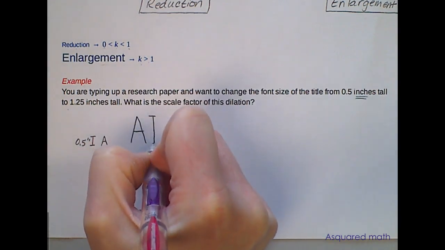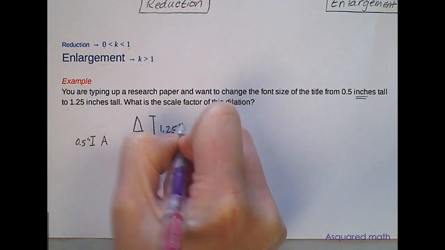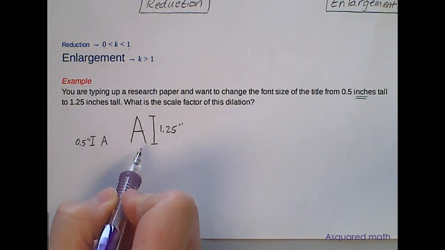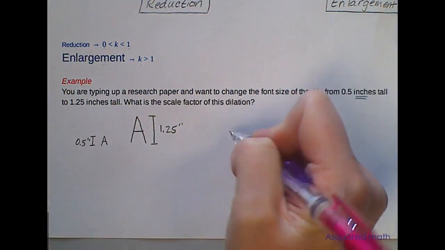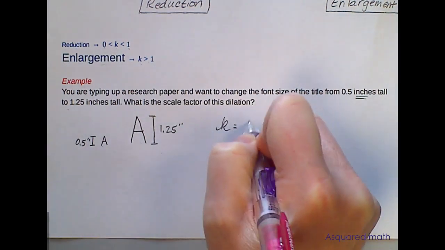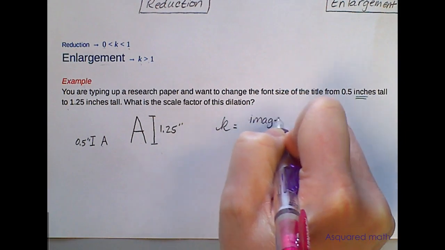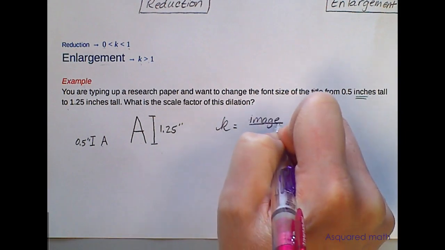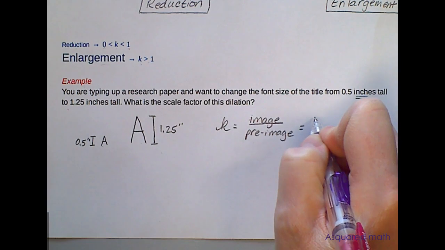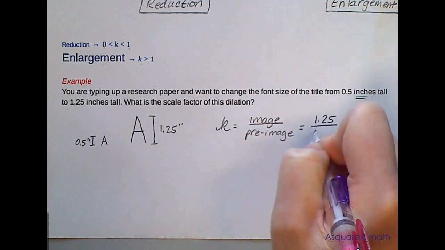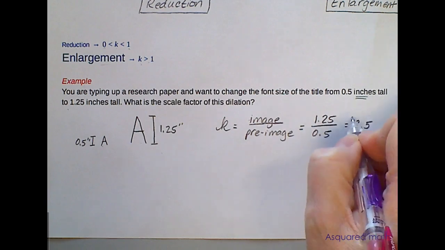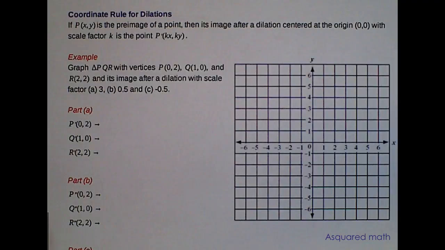Just to give you a visual of what we're talking about here, we're going from this small a to this large A, obviously not drawn to scale because I just drew it by hand. And if we take a look at our previous formula for our scale factor, it's the size of your final image, or that distance, divided by the pre-image. We have 1.25 divided by 0.5, and this works out to be 2.5. So we have an enlargement because it's greater than 1.